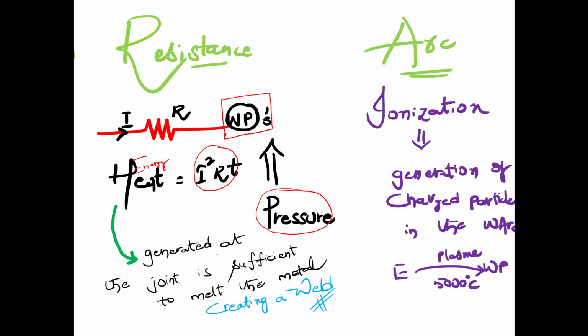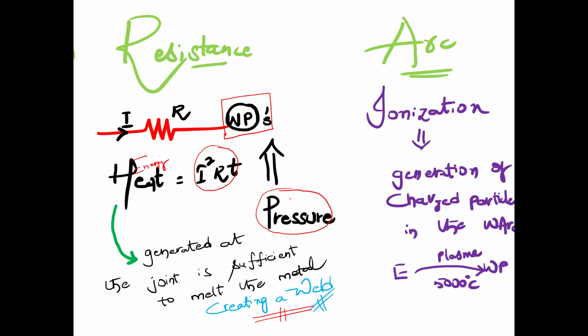The heat energy generated at the joint is sufficient to melt the metal pieces, and it creates a weld. This type of welding is called resistance welding. Whatever the welding, whether it's seam welding, spot welding, or butt welding, you have to write this basic line: Joule's law of heating, I squared R T. We create heat energy, as well as apply pressure, in order to join the two workpieces. That's the basic line.